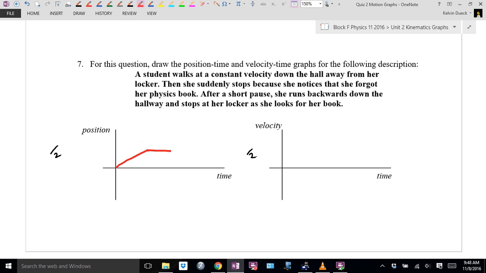She runs backwards. How would I show backwards? Downhill. How would I show runs compared to walks? Okay, so I would be fussy here. This line should be downhill and steeper than your first line. And then she stops at her locker and she looks for her book. I would look for a horizontal line there. In fact, I notice I drew 1, 2, 3, 4 lines, 2 marks. You know what? Half mark for that line, half mark for that line, half mark for that line, and a half mark for that line if you want to know how I give out part marks.